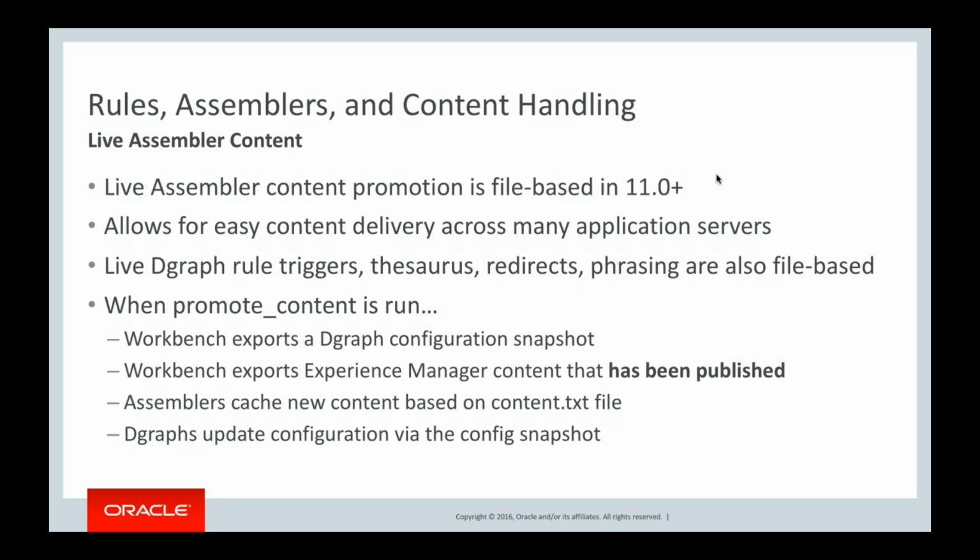So these last few bullets talk about what's occurring when you run the promote content, where you grab the D graph configuration, you grab the snapshot of your rules triggers that you've created in Experience Manager, and drop that down into the zip file. Either the D graph or assembler then references that zip file to retrieve the content.